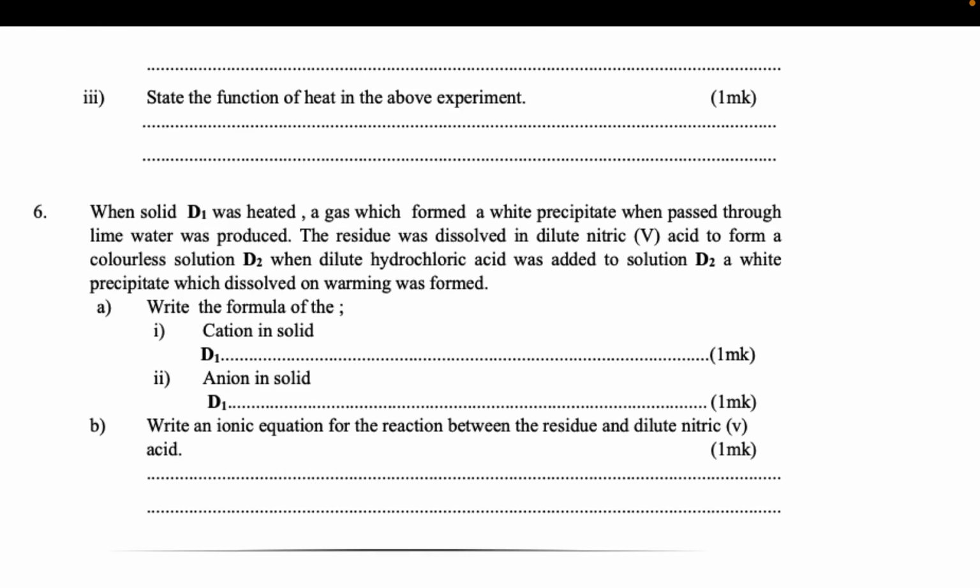6. When solid D1 was heated, a gas which formed a white precipitate when passed through lime water was produced. The residue was dissolved in dilute nitric (V) acid to form a colorless solution D2. When dilute hydrochloric acid was added to solution D2, a white precipitate which dissolved on warming was formed. A. Write the formula of the cation in solid D1. B. Write an ionic equation for the reaction between the residue and dilute nitric (V) acid.